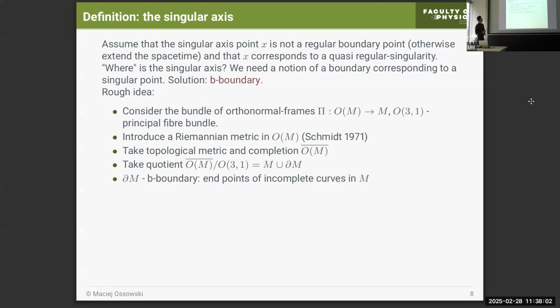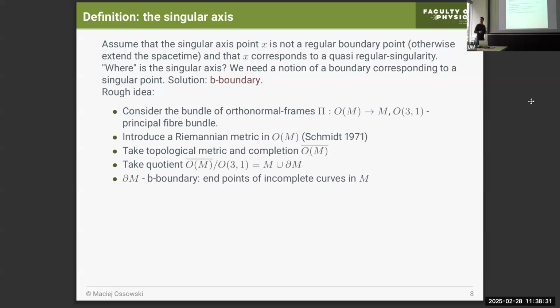And so this whole construction is the idea of Schmidt, and he proposed a natural way to introduce a Riemannian metric in this frame bundle. And the fact that this is a Riemannian metric actually solves a lot of our problems, because a Riemannian metric can be used to induce a topological metric. By Riemannian metric, I mean the Riemannian metric tensor.